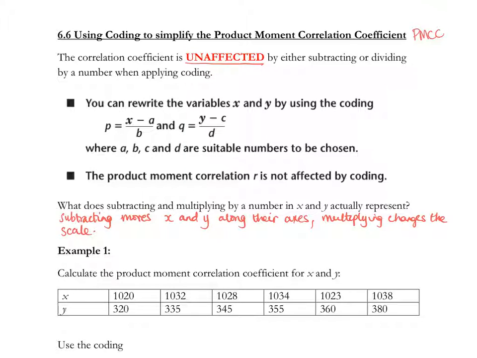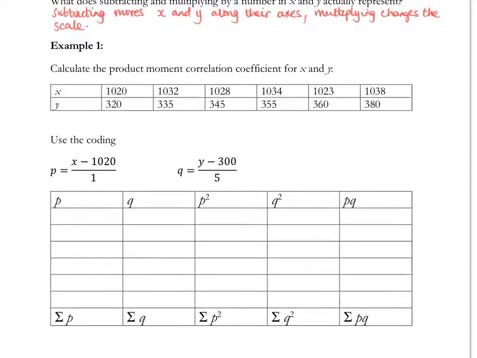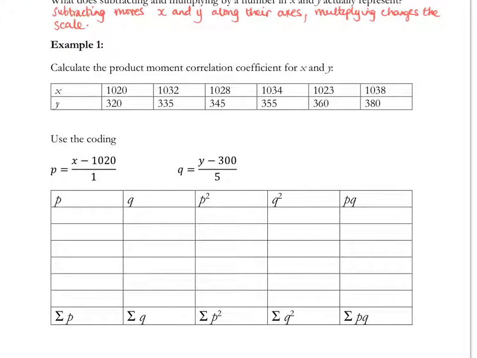So if you think about it, it's a measure of the gradient. The gradient's not really changing at all. You're still going to get some line of best fit that gives you a product moment correlation coefficient R. So that's really important. We can write them like this for the coding, and it's not affected by coding at all. First example then, calculate the product moment correlation coefficient for X and Y.